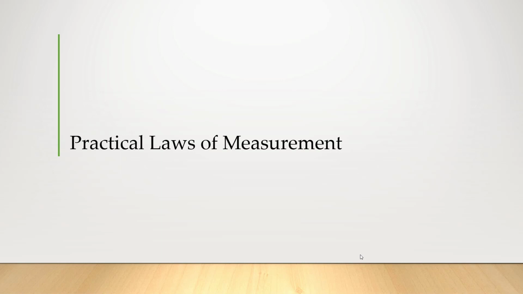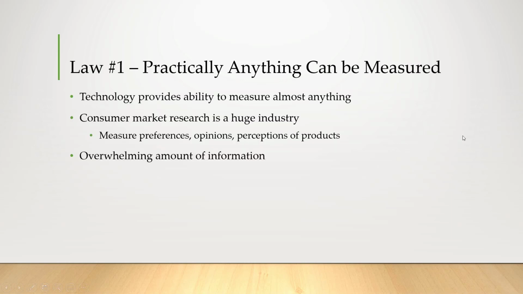So the practical laws of measurement are outlined in your book. There are 6 of them, and we will cover them. So law 1, practically anything can be measured. This is absolutely true. Technology keeps advancing. We are able to measure the smallest of atoms.